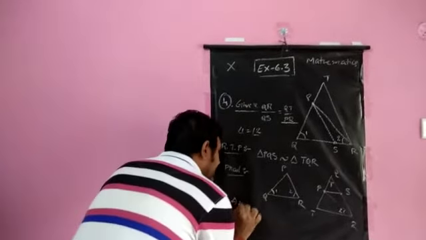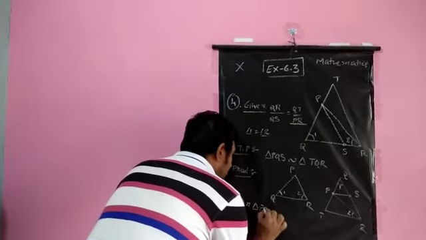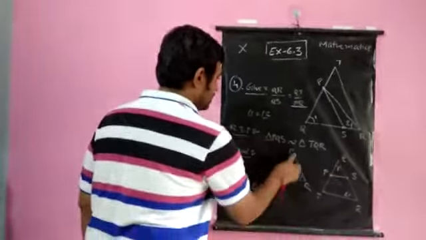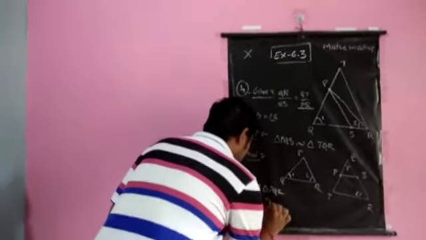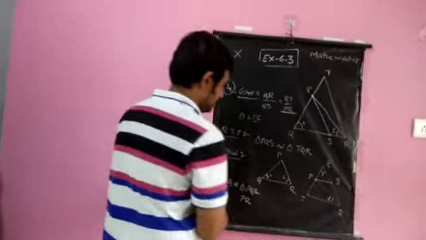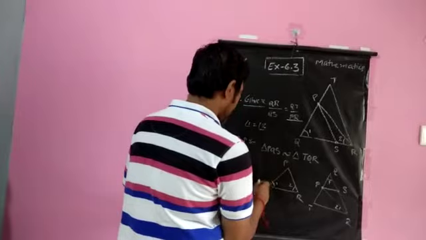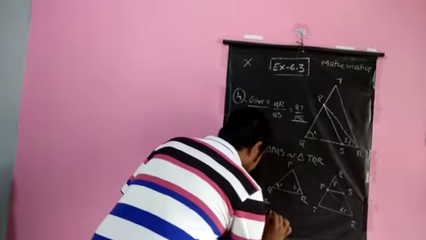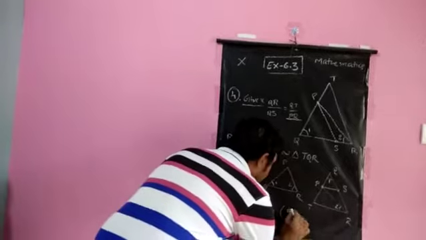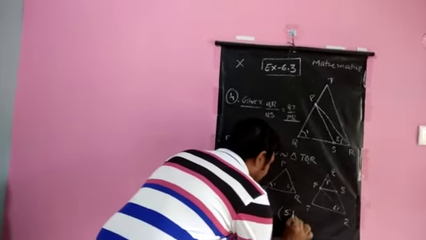If I mention that here in triangle PQR, the sides opposite to these angles are what? PR is the side opposite to angle 1, and the side opposite to angle 2 is what? PQ. So I will write PR equals PQ. How am I writing this? Sides opposite to equal angles.